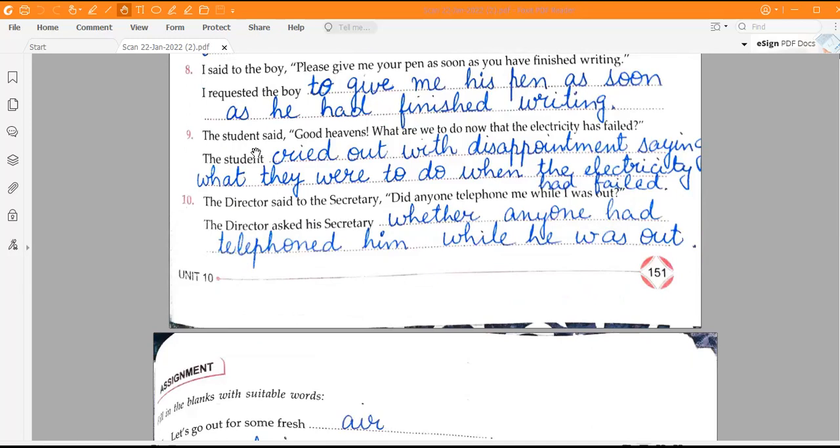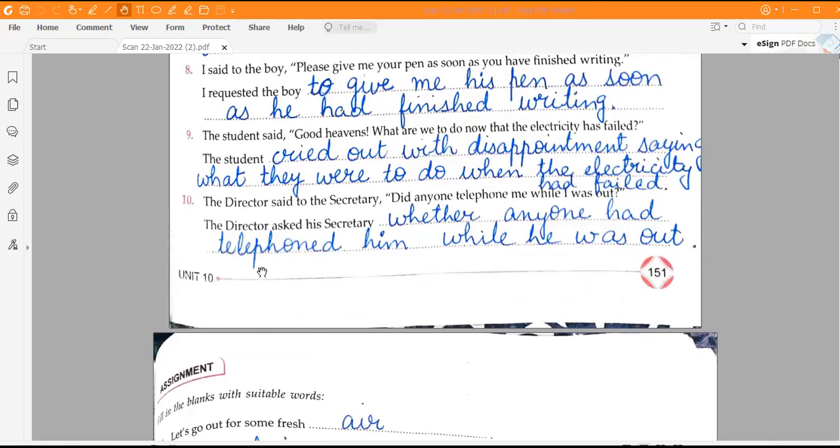Ninth one: the student said, "Good heavens, what are we to do now that the electricity has failed?" The student cried out with disappointment, saying what they were to do when the electricity had failed.